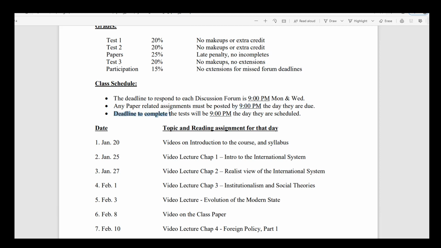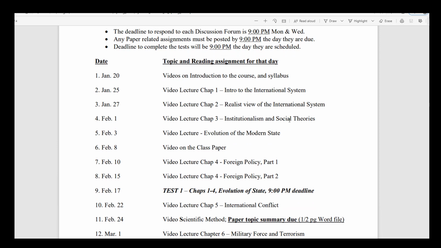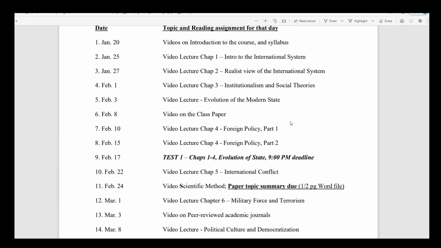The deadline, as I said, to complete the tests will be 9 p.m. on the day that they are scheduled. Let's run through the schedule for just a few minutes here.